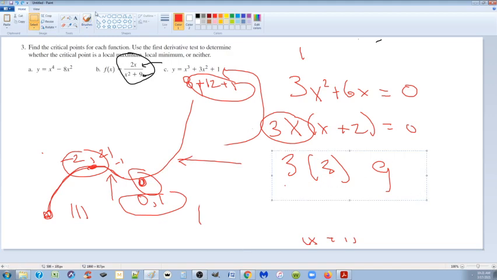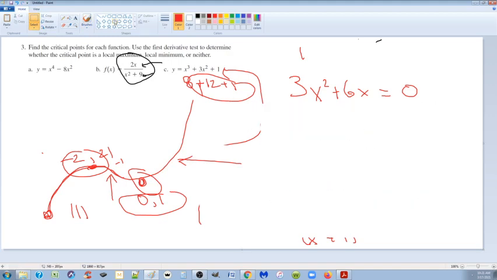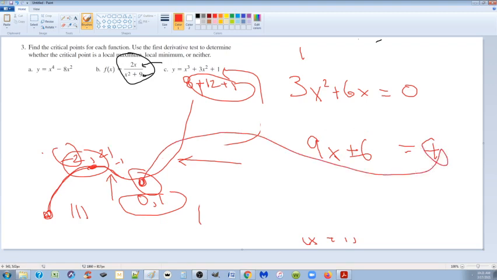Setting second derivative, so keep in mind this was the first derivative there. Second derivative is 9x plus 6. If I punch in minus 2 here, I get minus 18 plus 6, which is a negative number, which tells me it's a max. And if I punch in 0 here, I get plus 6, which is a positive number, which tells me that's a min. So that's how the second derivative works.